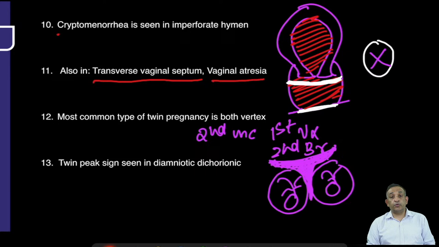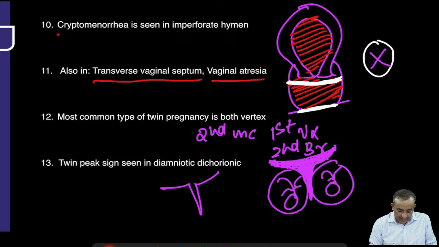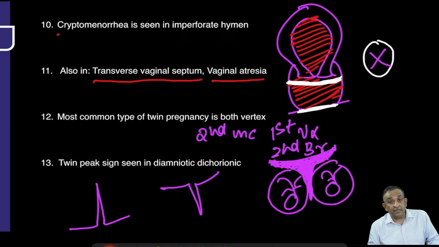So twin peak like this, it's like a peak, or you can turn it around and you'll see it like this. Twin peak sign, or even lambda sign. So when you see that, it is diamniotic dichorionic pregnancy. And if you don't see this twin peak sign, then it is a monochorionic diamniotic pregnancy. And all of you know that a monochorionic pregnancy will have more problems than a dichorionic one.